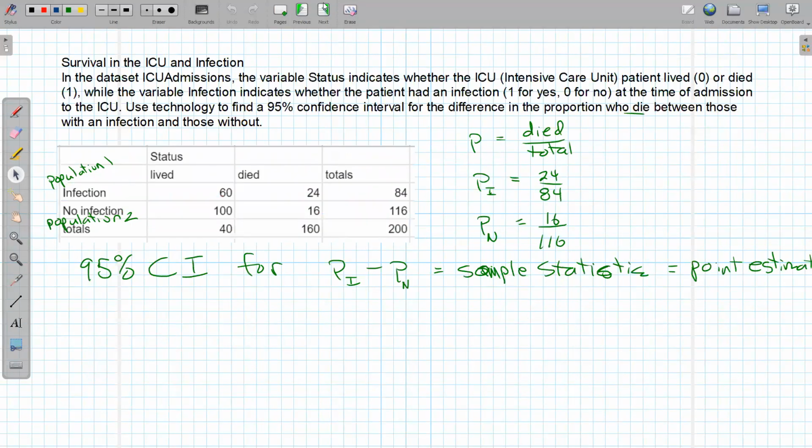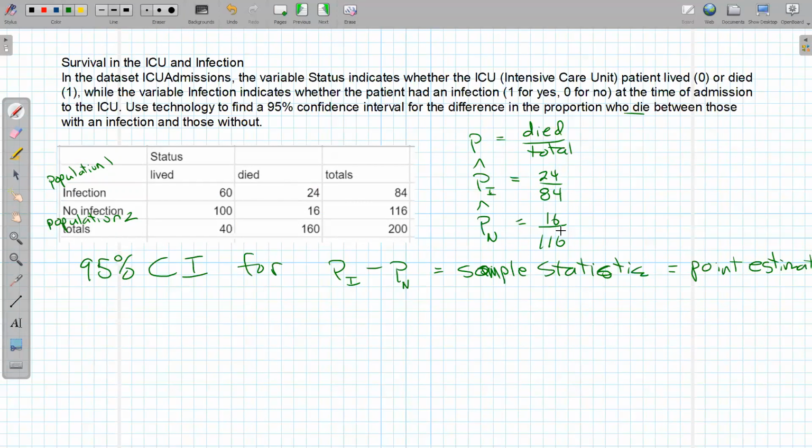Last session, what we did is we looked at this data from a hospital where patients were in ICU, and either they were in population 1 where they had an infection, and then we looked at in that population, did they live or die? That is this first row here. And we found 24 out of 84 of them died. And somehow my little p's there are missing their hats. These are sample proportions. And then there's the other population where they didn't have an infection, they were in the ICU, and 16 out of 116 died. And so this is our second proportion.